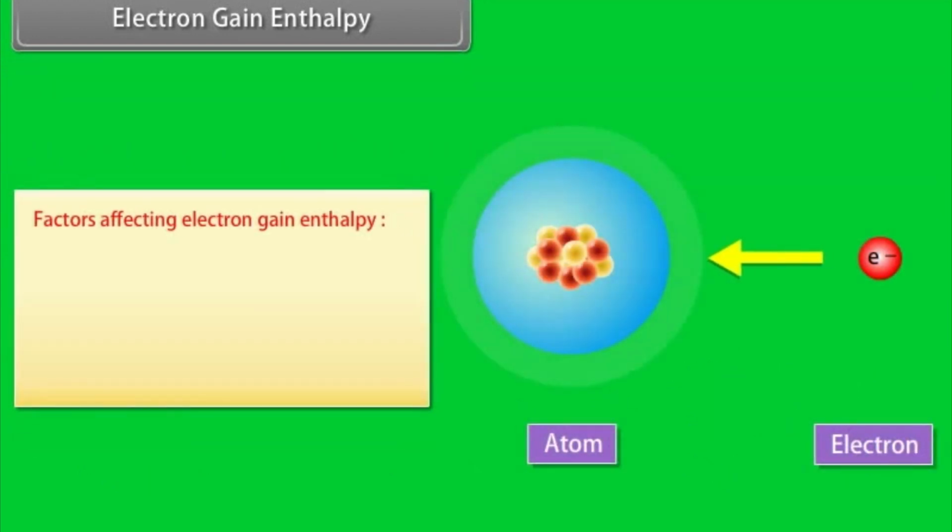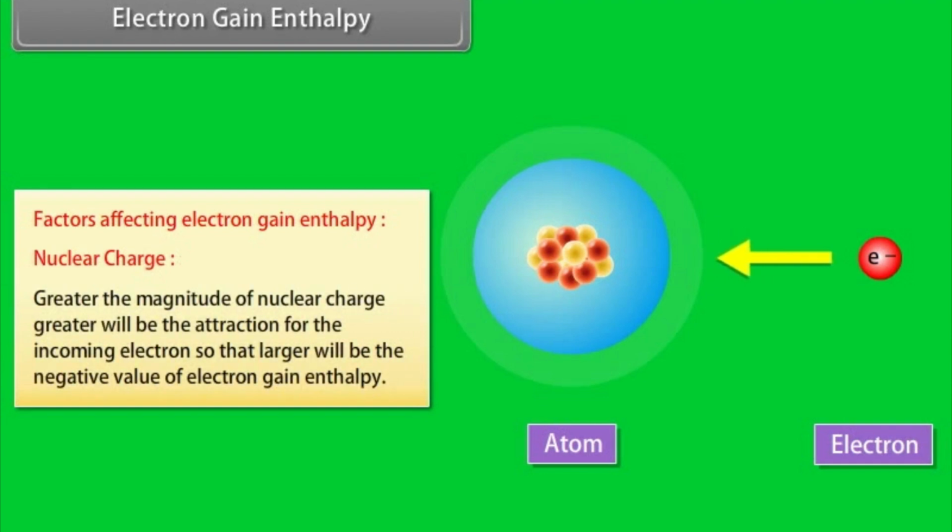Factors affecting electron gain enthalpy. Nuclear charge. Greater the magnitude of nuclear charge, greater will be the attraction for the incoming electron, so that larger will be the negative value of electron gain enthalpy.